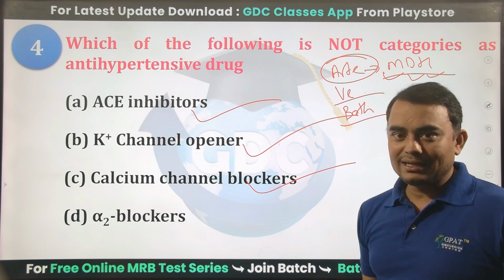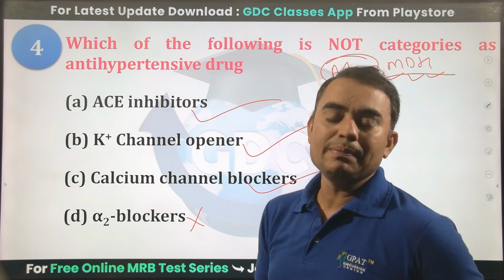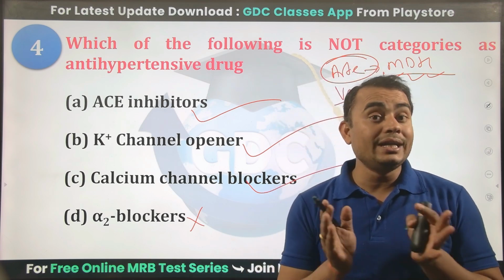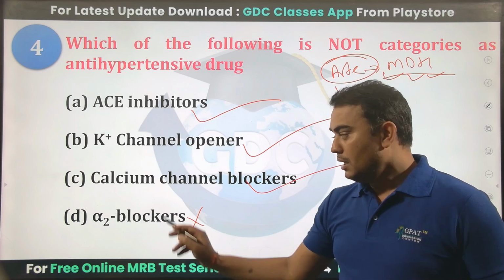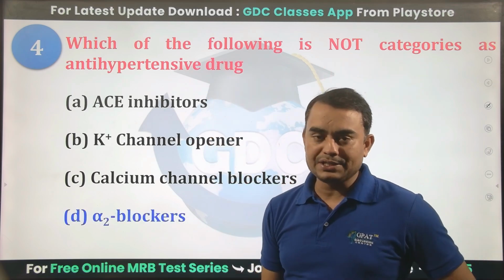Now what we have left is the alpha 2 blocker. Actually, in the treatment of hypertension, we provide the alpha 2 agonists, clonidine and methyldopa, not the blocker. So yes, the alpha 2 blocker is not a target of the antihypertensive drugs.